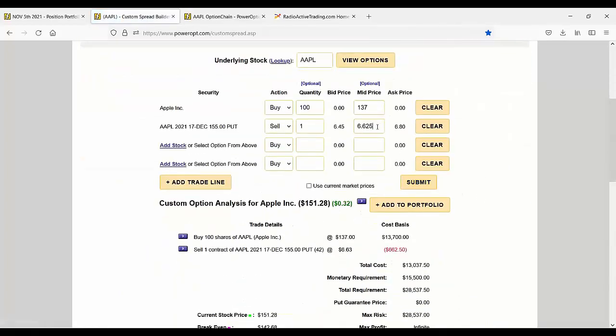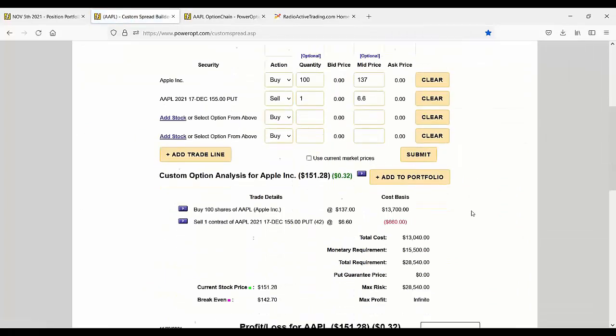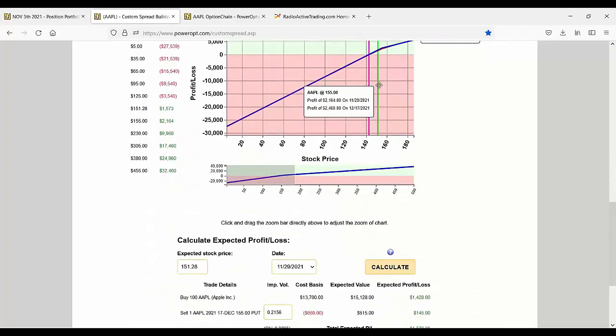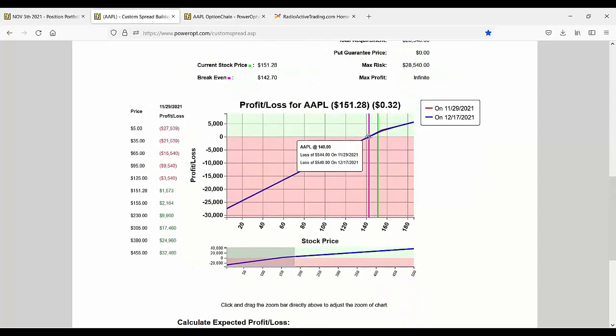Now the risk is, let's just put this at a nice even number at 660. The risk here is that I've doubled my cost basis. I've doubled the monetary requirement I have in this trade. I already have the 13,700 in. We're reducing that by 660, but I've got to put up the 15,500 for the cash secured put. So now if the stock falls 10%, falls 15 points down to 140, okay, I'm still just a little bit below break even. But if it falls down to 130, I'm losing now on the naked cash secured put and my shares of stock. I've increased the risk to the downside with this potential trade.